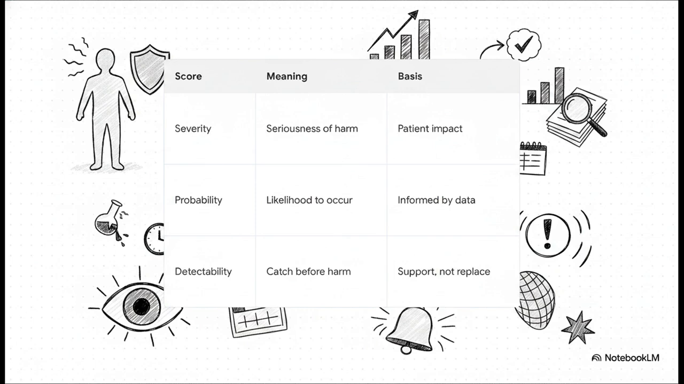Severity is all about the patient. How serious is the harm if it occurs? Probability is the likelihood of it happening, and this must be anchored in monitoring history and trend data, not just guesswork. And detectability? That's the likelihood of catching the issue before harm actually occurs. Keep in mind, though, detection is not prevention. A highly detectable hazard is still a hazard.